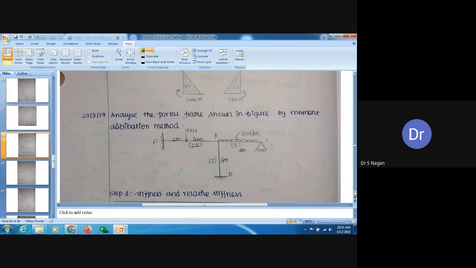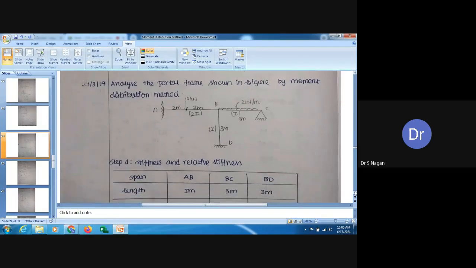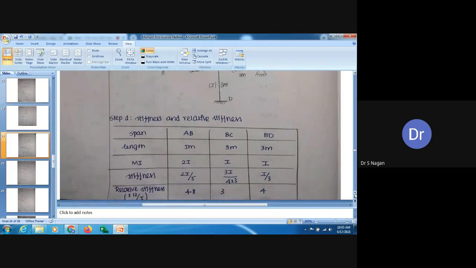So step one will be stiffness and relative stiffness. I'll display it so that those who want can refer here. Span, which we'll always start with: AB, BC, BD. Length: AB is 5 meters, BC is 3 meters, BD is 3 meters.